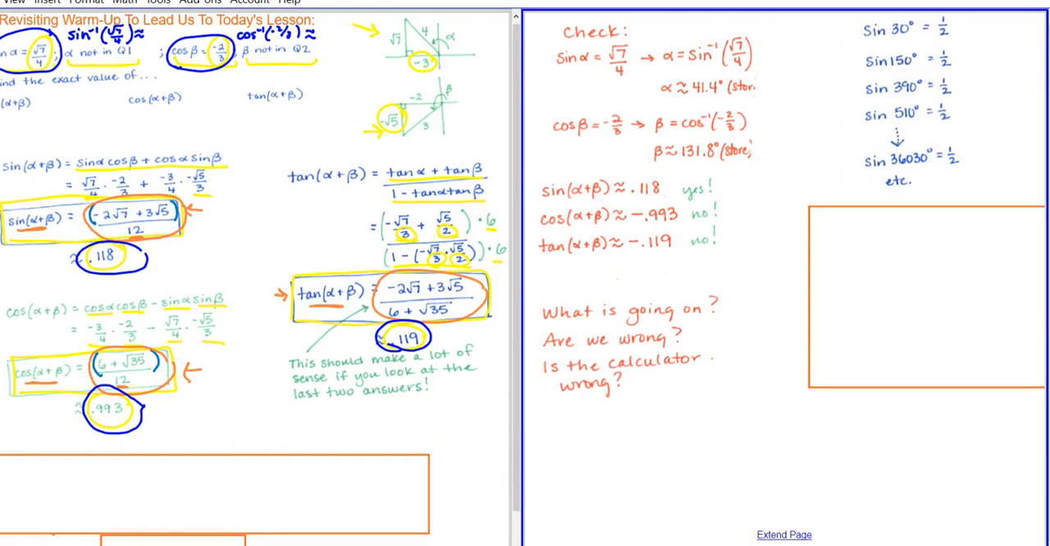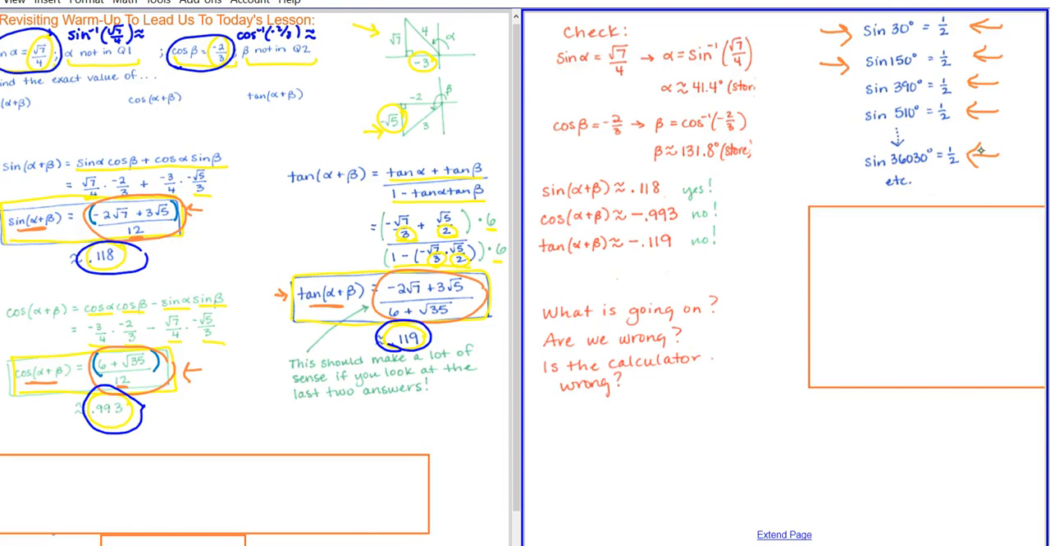You have infinitely many angles with the same sine value, infinitely many angles with the same cosine value, and so on. Here's a simple example. Let's just take the sine of 30. You get 1/2. But also, the sine of 150 is 1/2, and sine of 390 is 1/2, and sine of 510 is 1/2. And you can just keep adding 360, or you can just keep finding things that are coterminal with 30, coterminal with 150. Here's another example. The sine of 36,030 degrees is also 1/2. There are infinitely many of these.